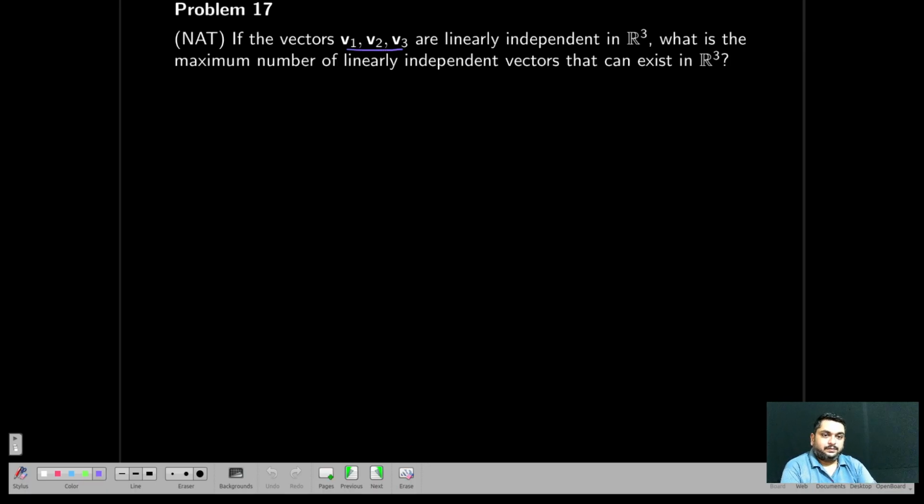The vectors V1, V2, V3 are linearly independent in R cube. So all are linearly independent. R cube means 3 vectors, all are independent. What is the maximum number of linearly independent vectors that can exist? 3 only, right? So all are independent, they are saying.